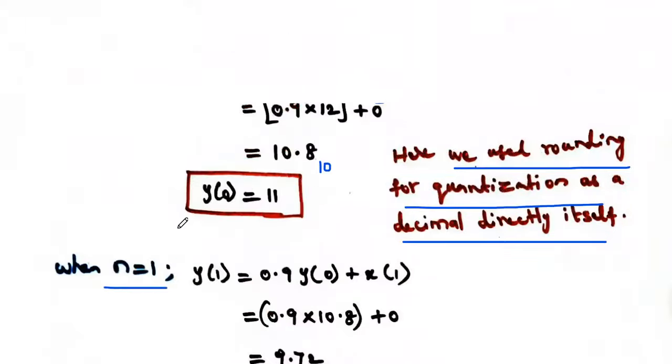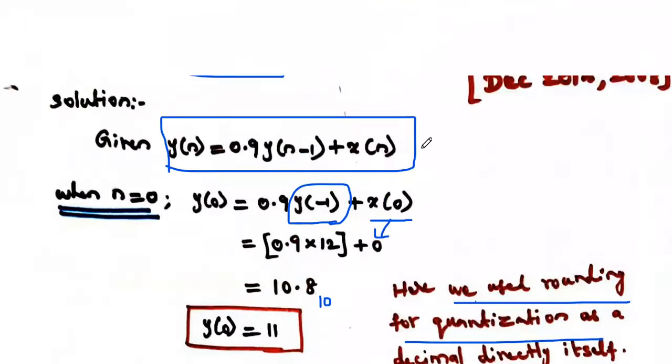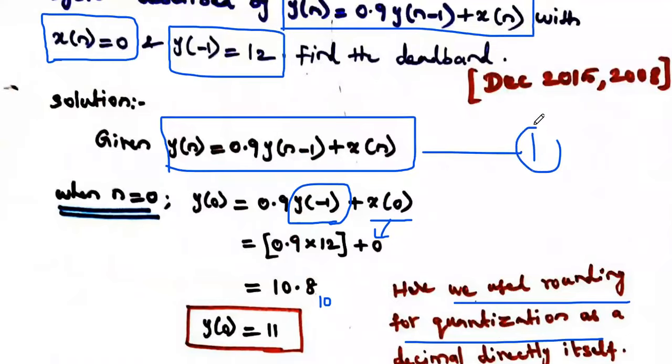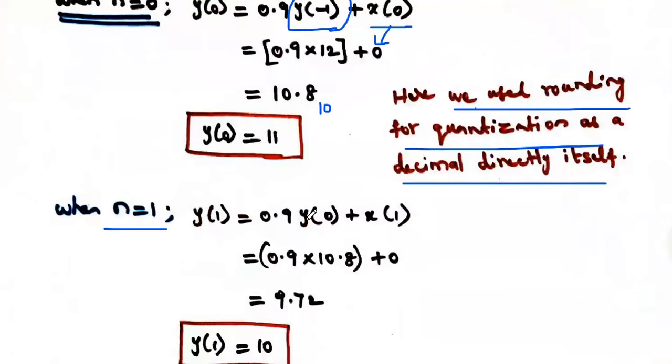So put n equal to 1 in our system equation. So this is our system equation. In this equation number 1, you just substitute 1 instead of n. So y of 1 is equal to 0.9 into y of 1 minus 1, that is y of 0, plus x of 1. And what about the value of x of 1 and y of 0?